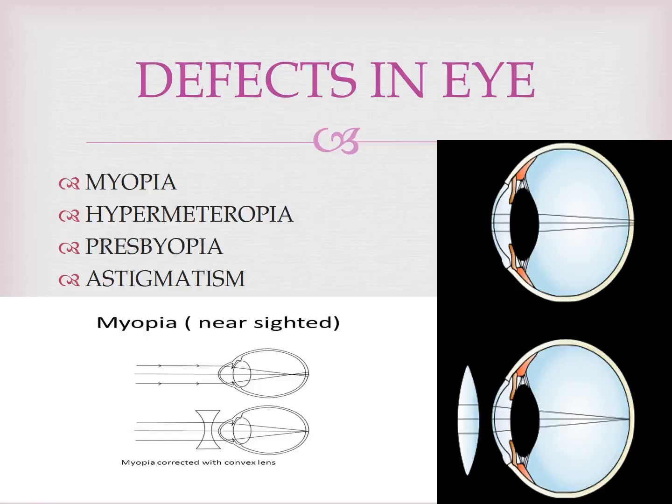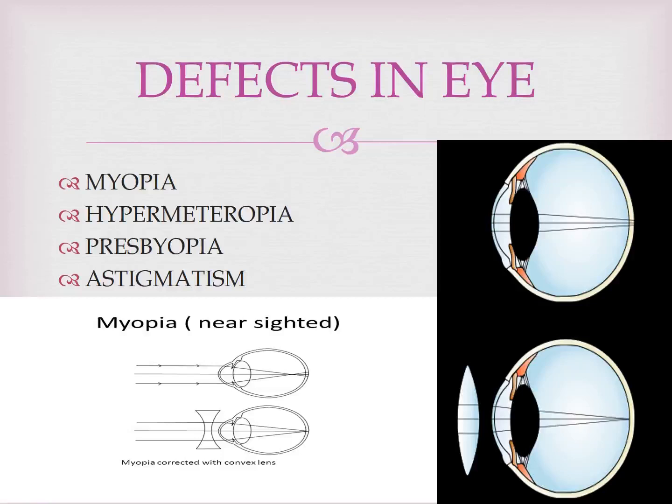So the focal length of the eye lens is reduced, or the distance between the eye lens and the retina increases. Hence the far point will not be infinity for such eyes, and the far point comes closer. Due to this, the image of distant objects is formed before the retina. This defect can be corrected using a concave lens. For people with myopia, what lens will they use? Concave lens. See in the picture, the concave lens is placed in front of the eye.